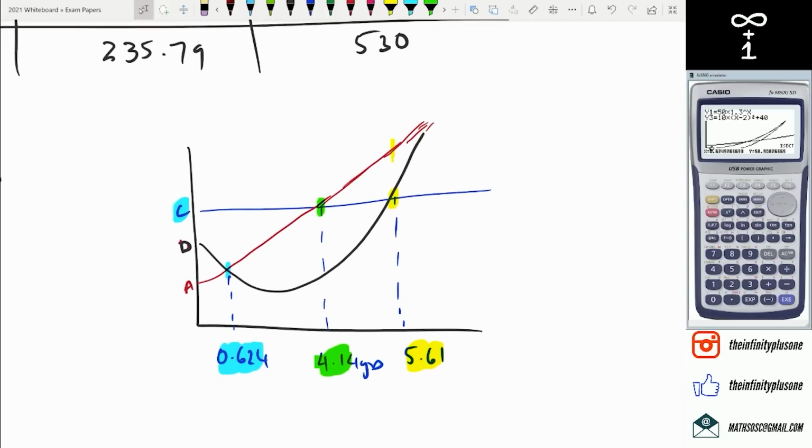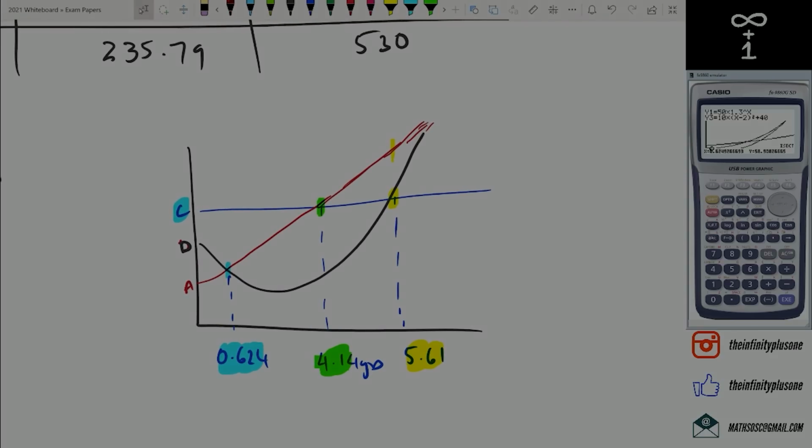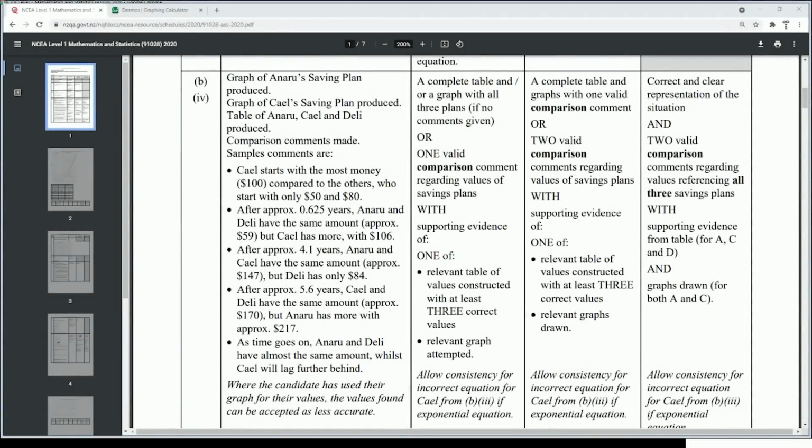So you have a lot of different things that you can talk about. But like I said, going back to that schedule, you can make any one of those 1, 2, 3, 4, 5 sample comments. I think that for Excellence, you're just looking for two valid comparisons with reference to all the points and the graphs. Yeah, so one of the main reasons I hate tables, equations, and graphs is because of these long-winded worded questions.